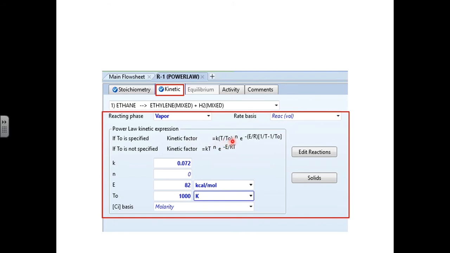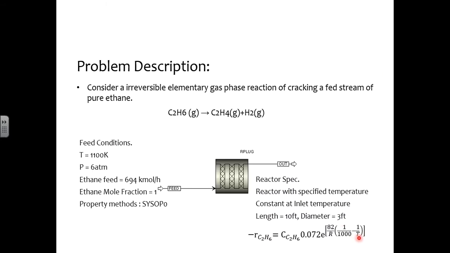And if you look at it here, then you see this is this form. K T over T naught raised to power N, E of minus E over R, bracket 1 over T minus 1 over T naught. If you see, it is 1 over T naught minus 1 over T. So don't confuse it because this minus has been adjusted inside.